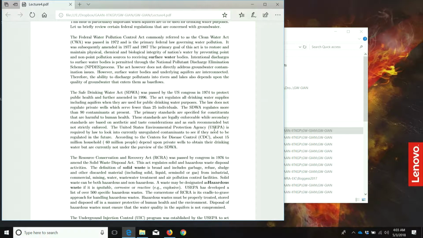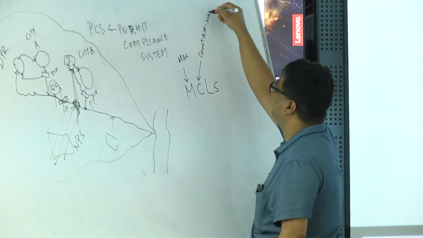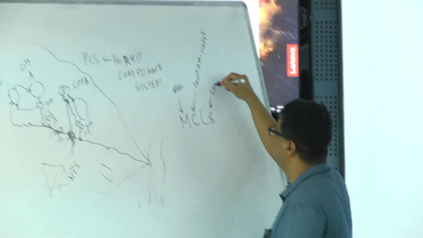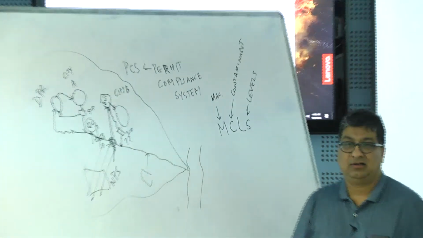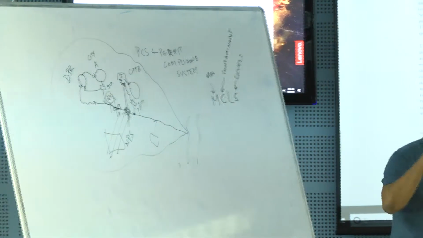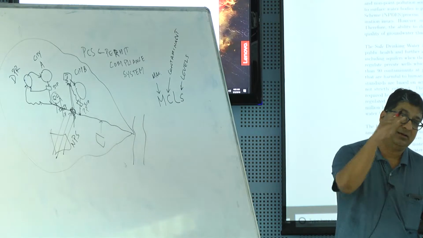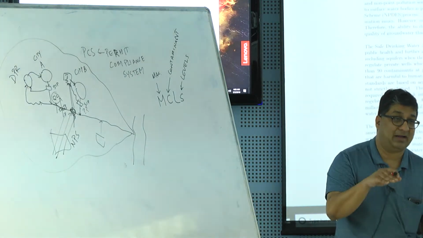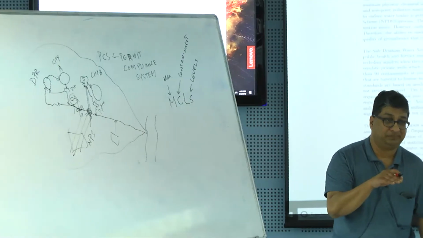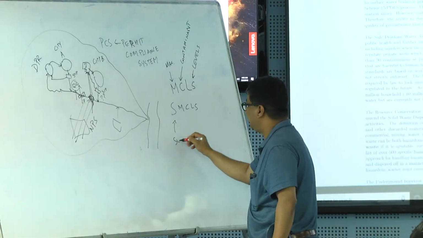Okay, so it created what are known as MCLs, which stands for maximum contaminant levels. Okay, so for all hazardous chemicals, they put an MCL, or some limit, that says that if you are going to supply water for drinking, you have to have concentrations below that in your water. There is also something called SMCLs. S stands for secondary.